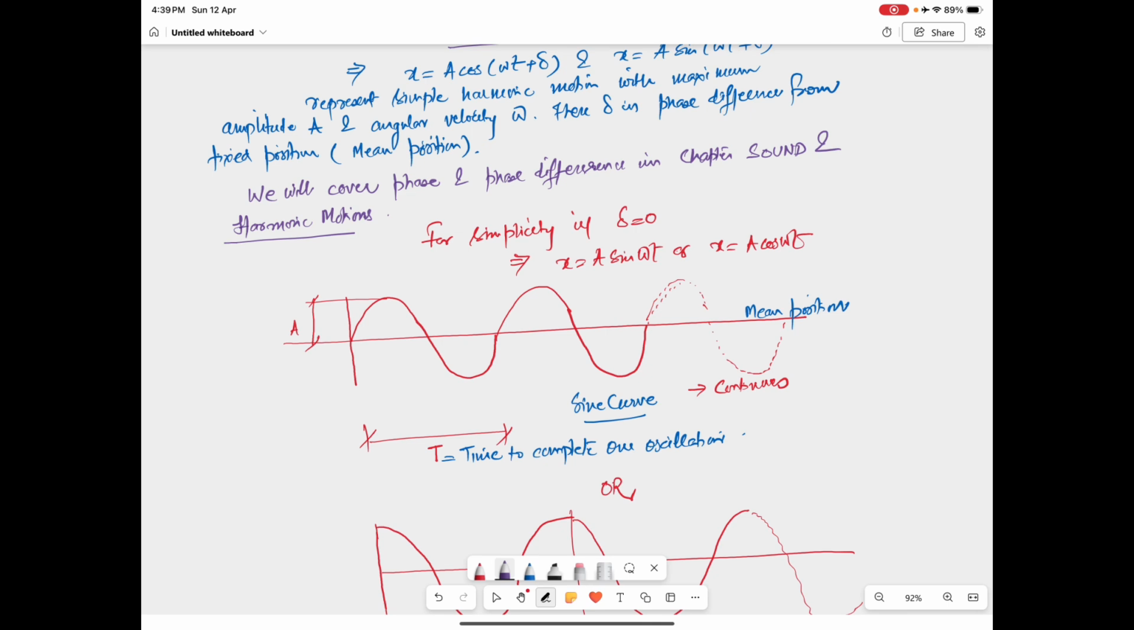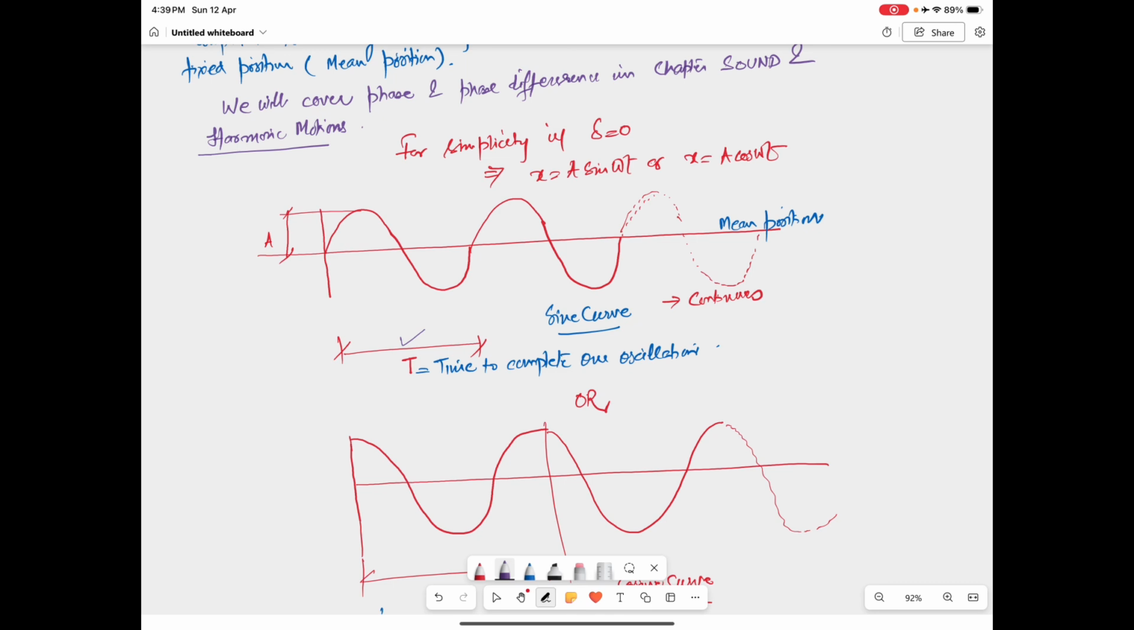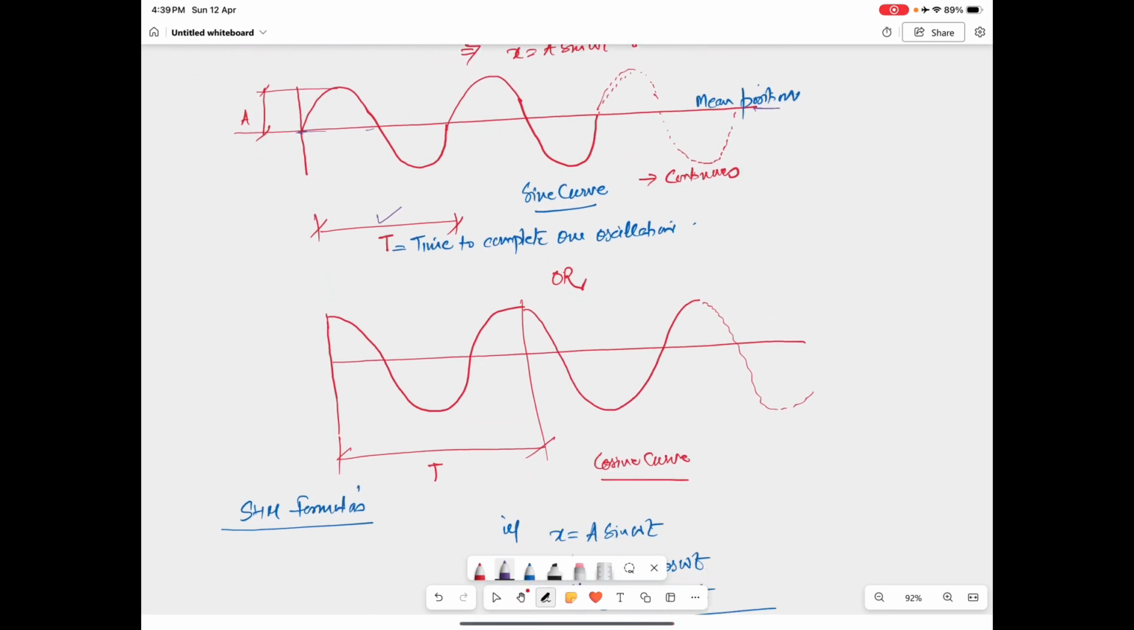You can see that it is a simple harmonic motion. The motion is repeating after a time period T which we have written. So it is repeating after every time period T, and the maximum amplitude is given by A. So this is a sine curve, which is nothing but a curve of a simple harmonic motion, and the mean position, the 0 from where we are starting, is called the mean position.